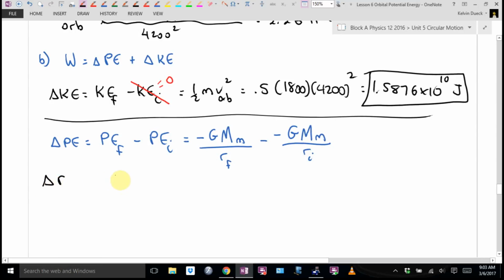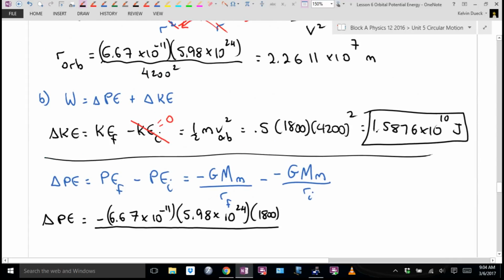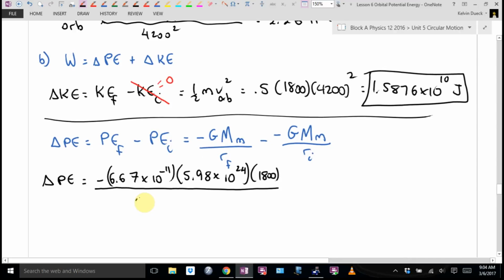Negative big G, hang on, Mr. Dueck, you forgot to plug in numbers. Negative 6.67 times 10 to the negative 11, 5.98 times 10 to the 24th, 1,800. My final radius is my orbital radius, which Drake, you and I calculated. This is why I wrote it down to extra sig figs: 2.2611 times 10 to the 7th.